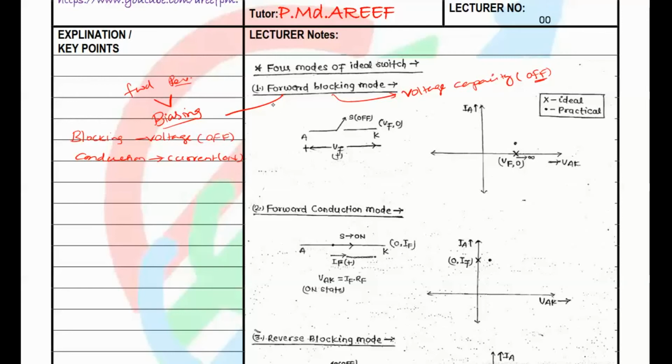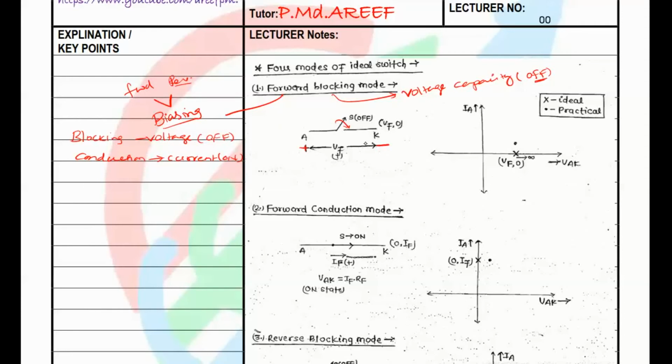Let's take the first case, the forward blocking mode. Here we consider the switch initially in the off state, and we are going to move it to the on state. VF is the voltage across the switch, the forward voltage drop VF, with plus and minus marked across it.